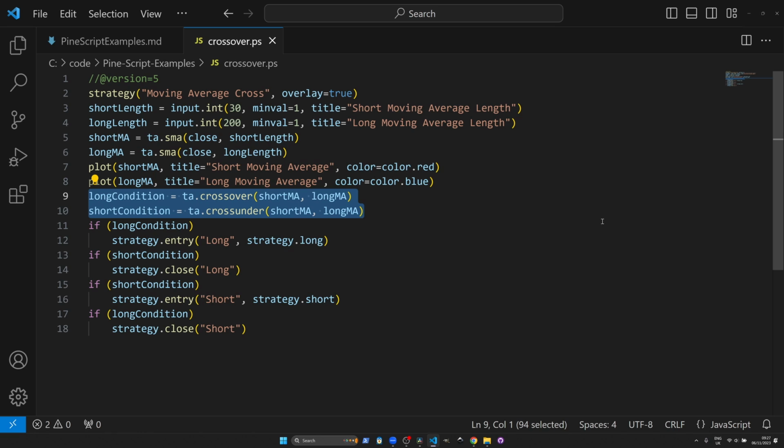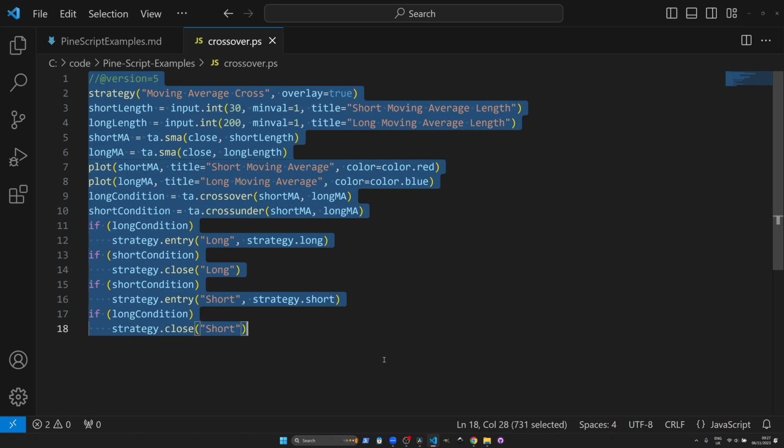The long condition is set up using a built-in technical analysis function called ta.crossover. The short condition is the exact opposite of that, using ta.crossunder. We then set up a conditional if statement to get in and out of the trades. This is an example of a flip-flop strategy which switches from long to short, but is always carrying some form of directional exposure.